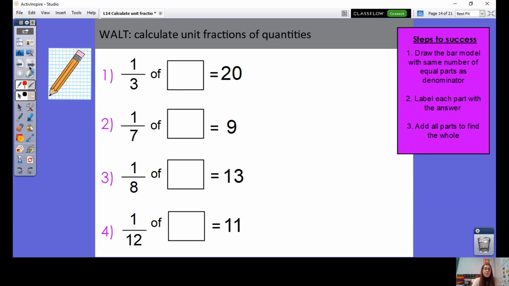Okay, so you have some apply questions to do now. Following the steps to success down the side of the board. Pause me now and have a go at these questions.